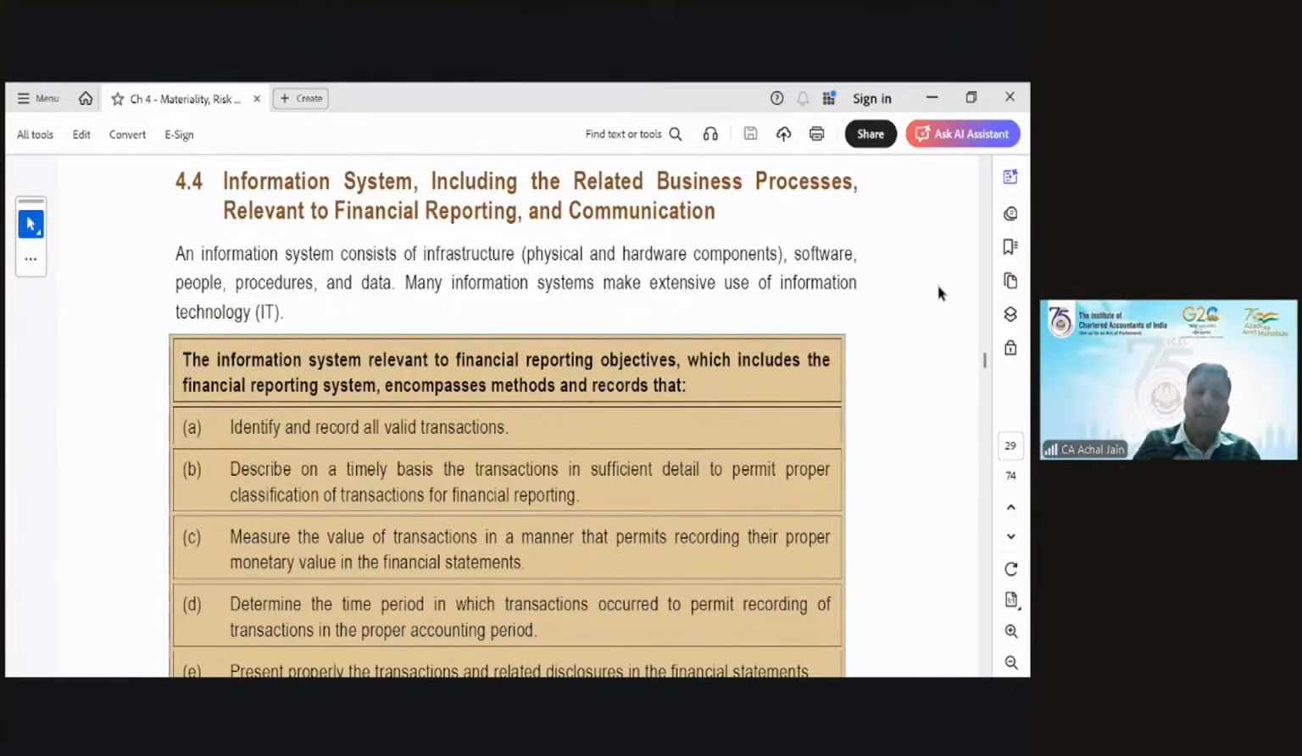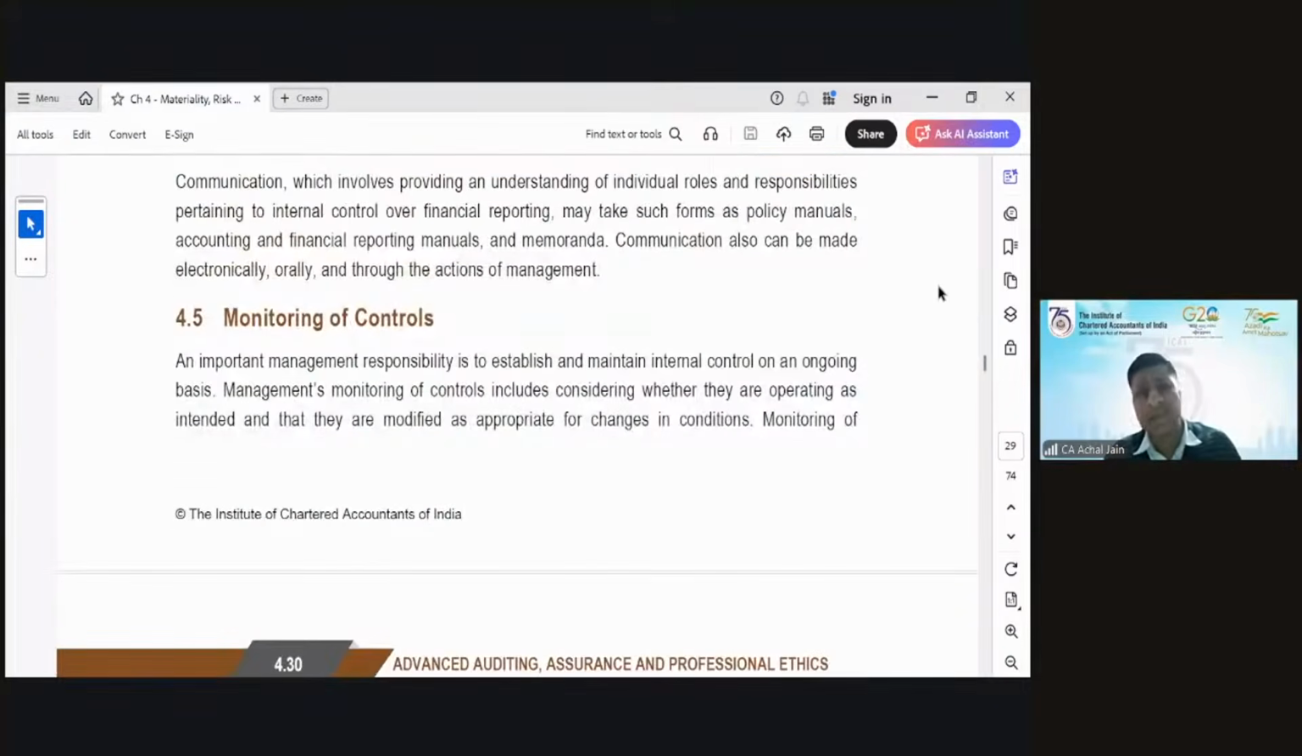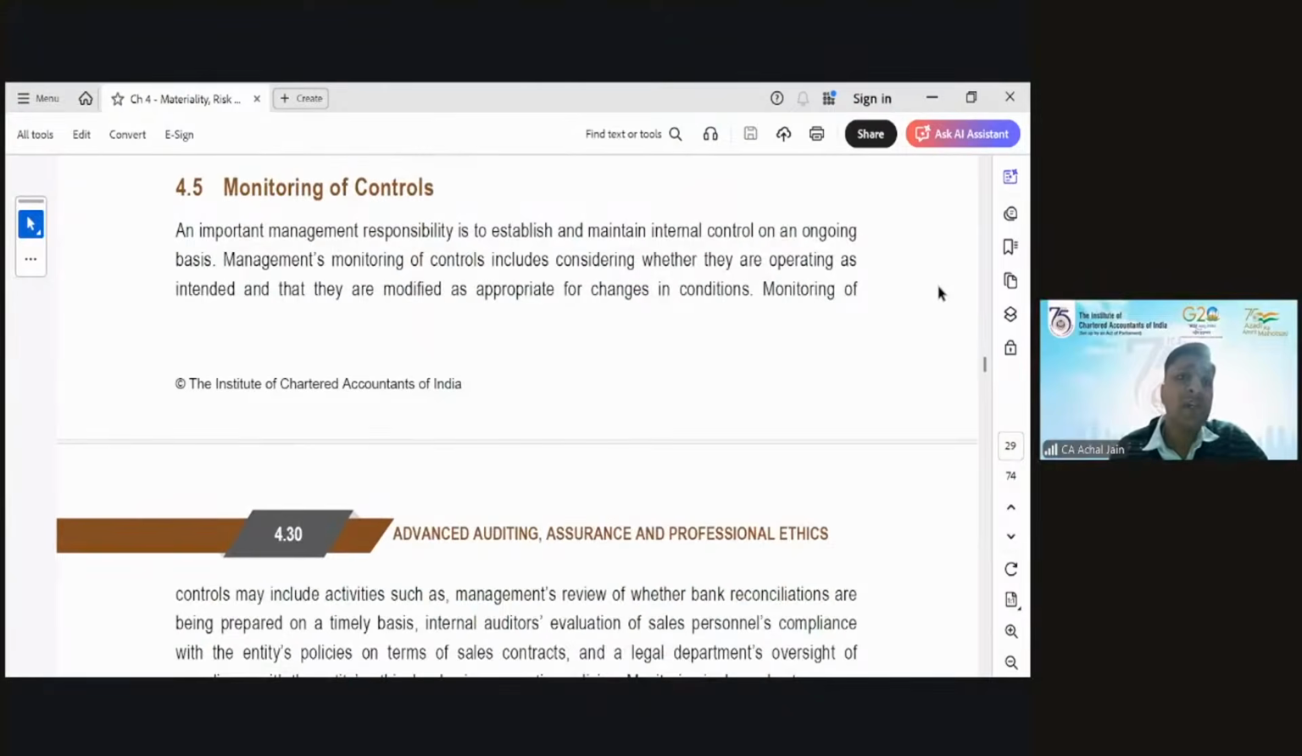Now, this information system again is important, because that's how the transactions will move across. So the information system relevant to financial reporting objectives encompasses methods and records that identify and record all valid transactions, describe on a timely basis transactions in sufficient detail, measure the value of transactions in a manner that permits recording their proper monetary value in the financial statements, determine the time period in which transactions occurred to permit recording in the proper accounting period, and present properly transactions and related disclosures. See, because now we are talking about the flow of transactions in the organization, which will include all the aspects, which are always going to be interrelated to each other, and eventually monitoring of the controls.